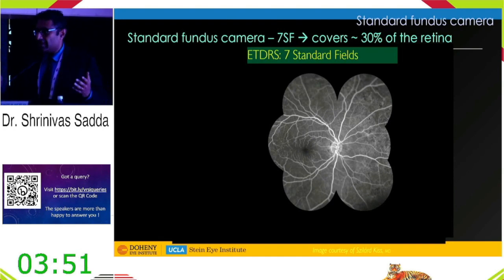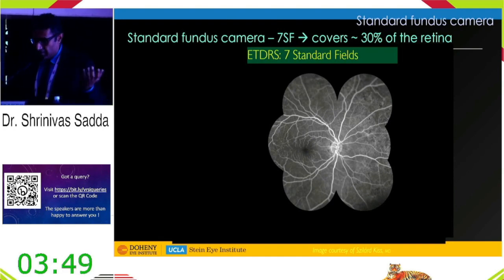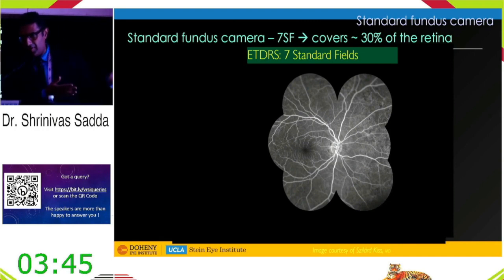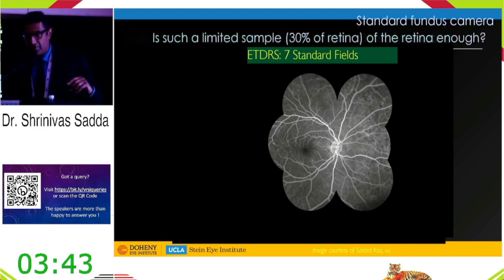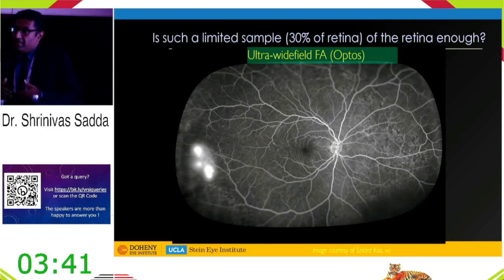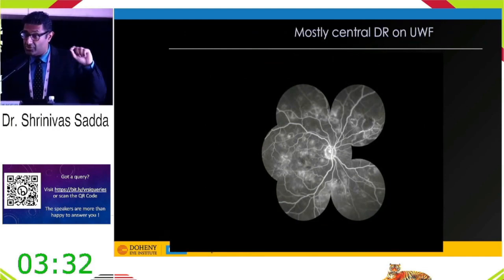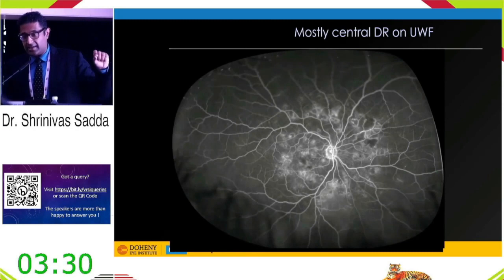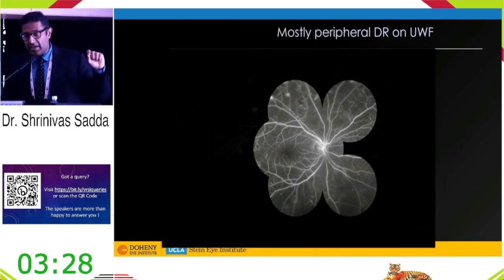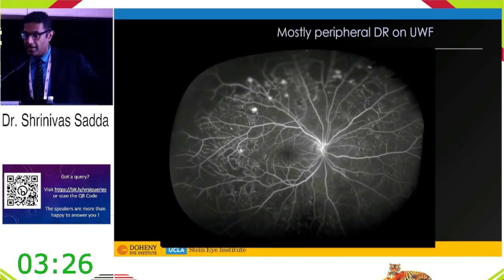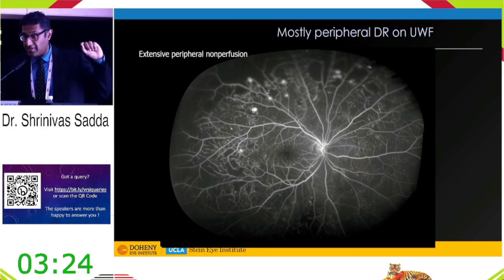So for example, with our standard fundus camera, of course, we can get the 7 standard field, but this only covers 30% of the retina. So the question is, for a patient like this, is that enough? And of course, we know that many patients have significant disease outside in the far periphery that would really impact management. In fact, we now recognize in diabetic retinopathy there are many phenotypes: patients who have mostly central disease, like this patient, but also patients who have most of their disease in the periphery, like this patient. And this difference really matters.